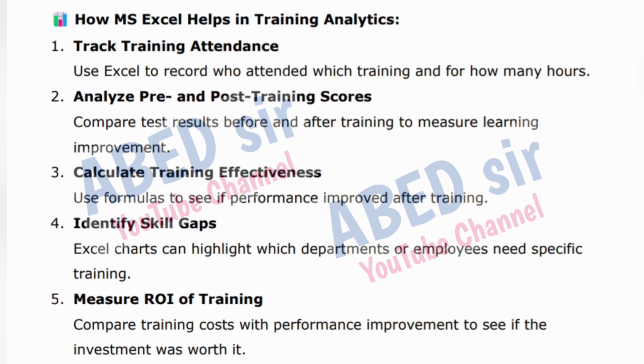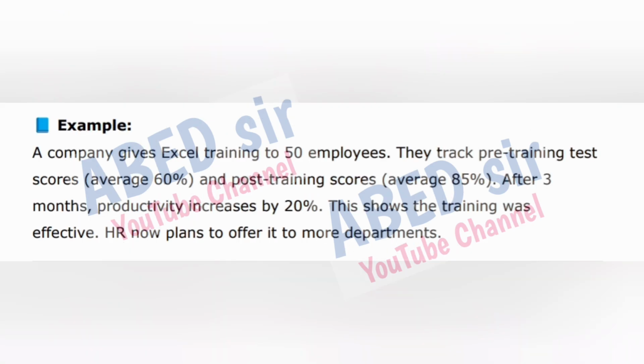5. Measure ROI of training. Compare training costs with performance improvement to see if the investment was worth it. Example: a company gives Excel training to 50 employees. They track pre-training test scores, average 60%, and post-training scores, average 85%. After 3 months, productivity increases by 20%. This shows the training was effective. HR now plans to offer it to more departments.